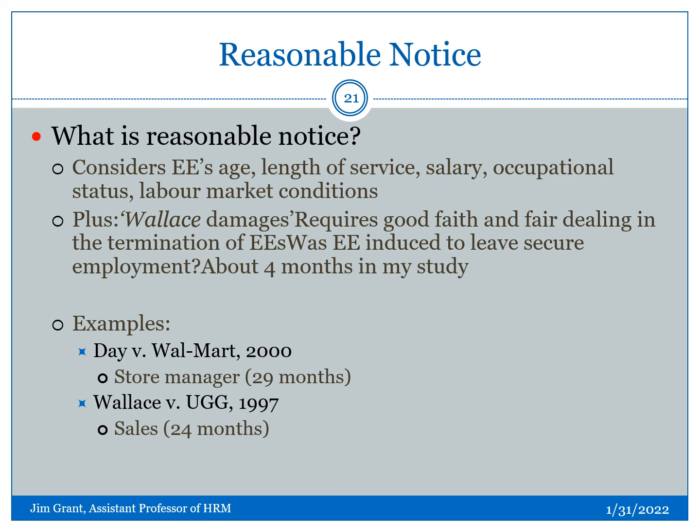Another case where the reasonable notice period was quite long is the Wallace versus United Grain Growers case from 1997, another Supreme Court of Canada decision. And Wallace got 24 months of reasonable notice period from that decision from the courts.